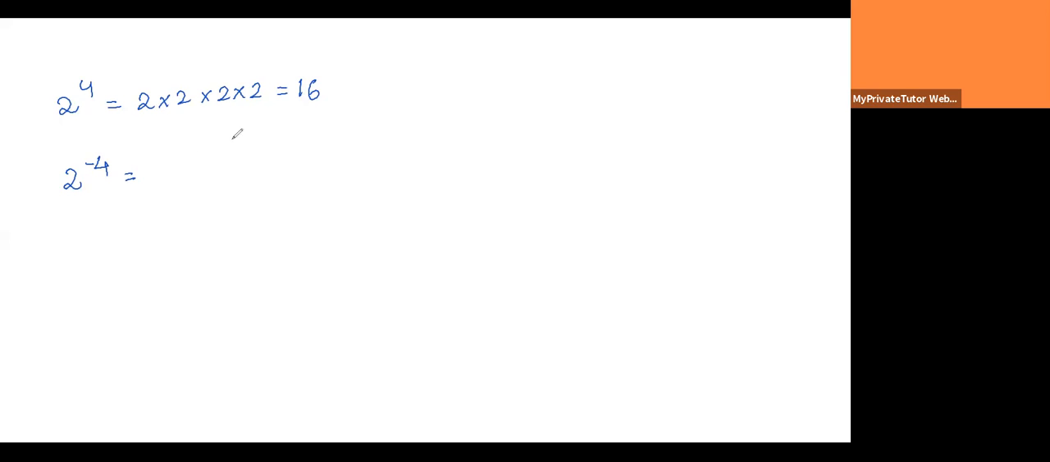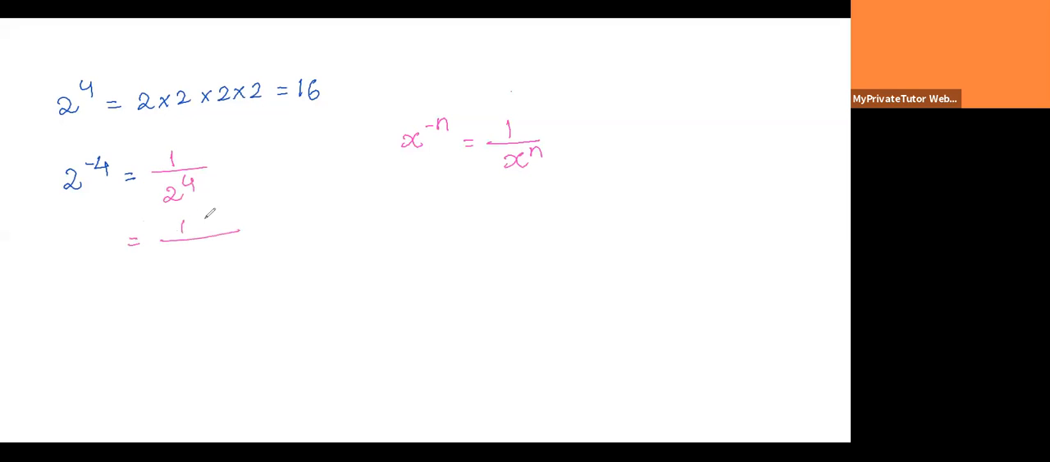So what is the basic rule? Let me write the rule for this. If you have a negative exponent, for example, x power minus n, so minus n is the exponent, this goes to the denominator, which is nothing but 1 divided by x power n. When x power n goes to the denominator, minus n becomes plus n. So here, 2 power minus 4 becomes 1 divided by 2 power plus 4. I hope you are able to follow me.